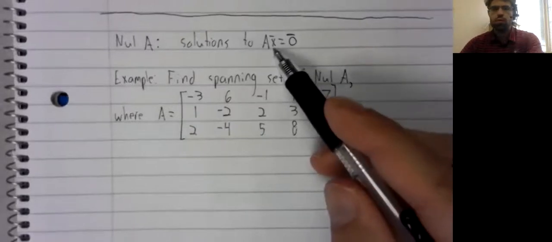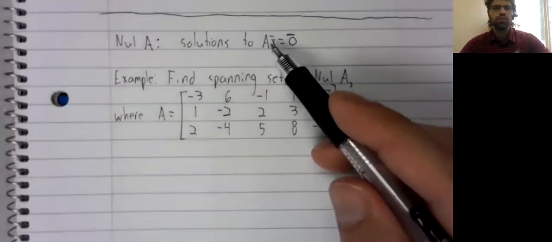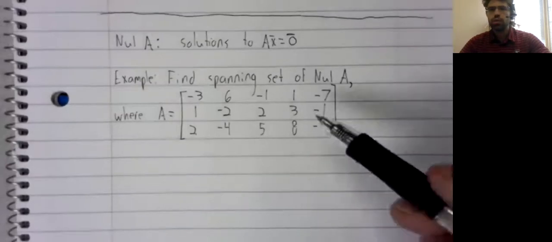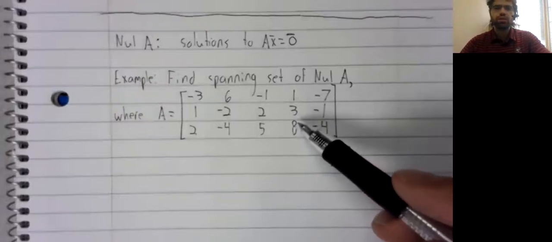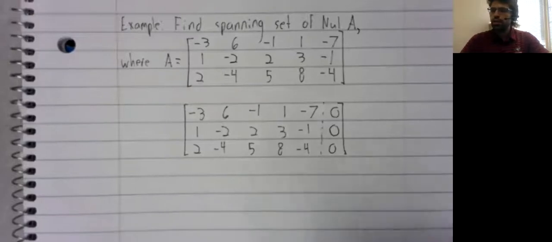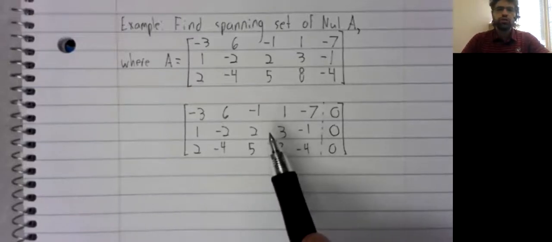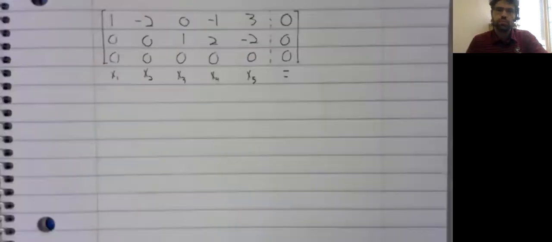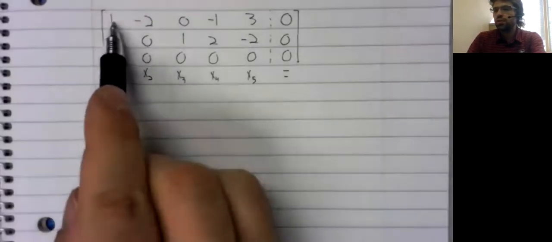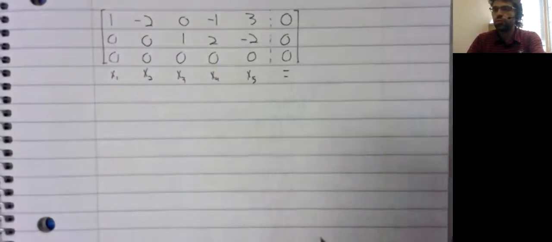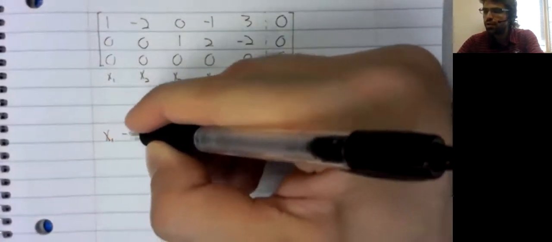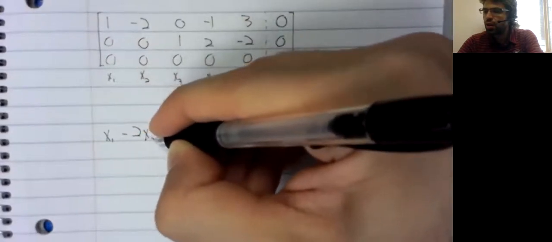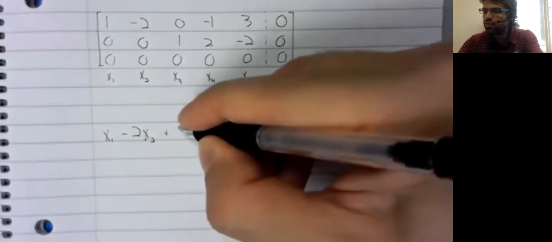So to solve AX equals 0, we augment A with the 0 vector. And then we put this into reduced row echelon form to get this. The first row gives us this.